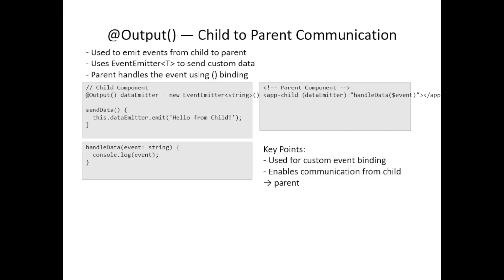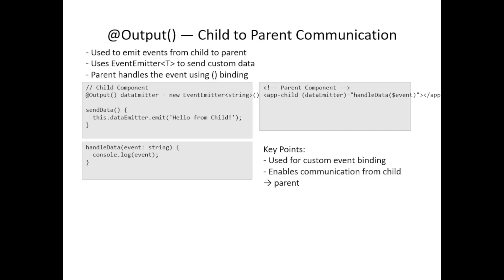Now let's see what the Output decorator is. Output decorator means we have to send the data from child to parent. This is the communication from child to parent, because we are sending the data from parent to child, and in the child, if we are getting some data, we have to pass the data from the child to parent. So we have to use the Output decorator.